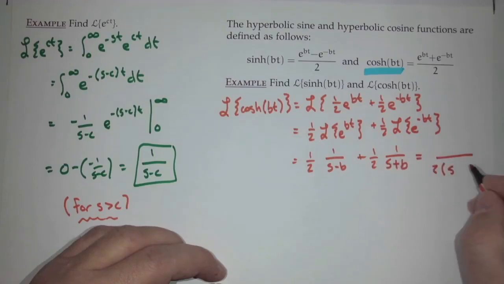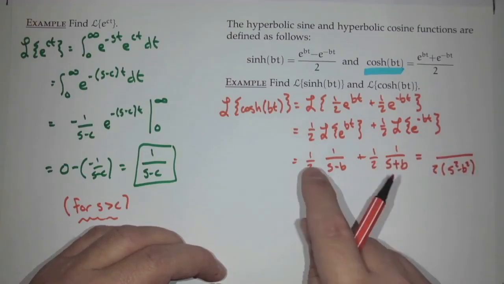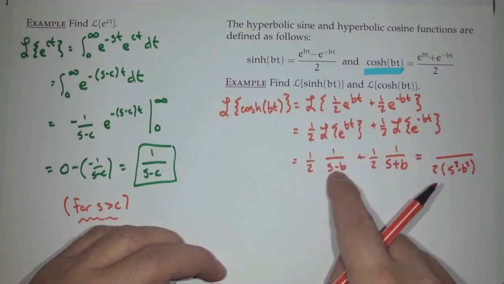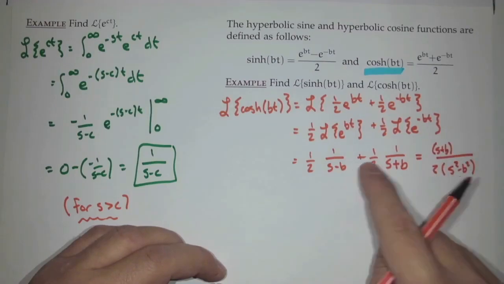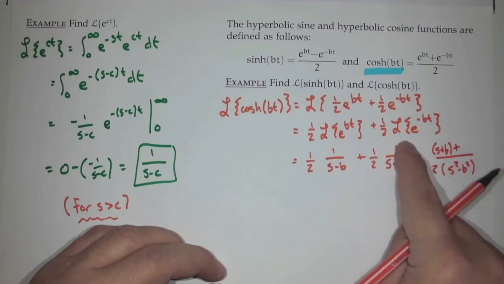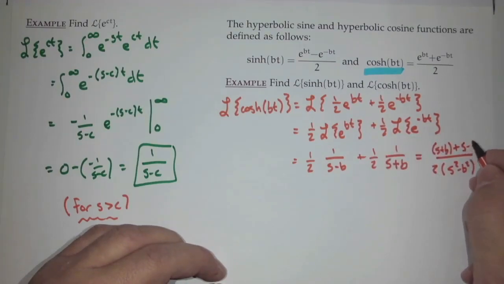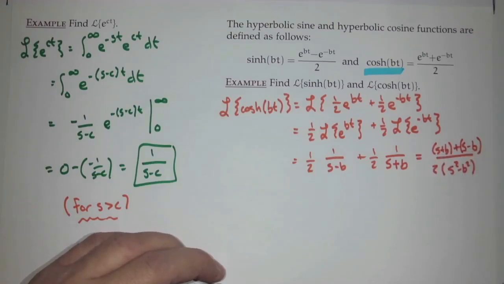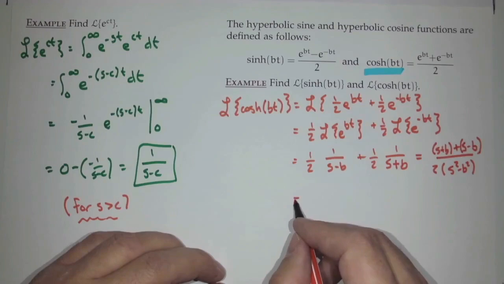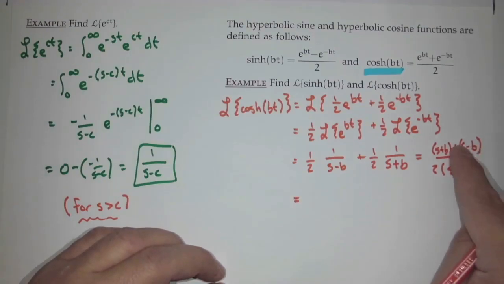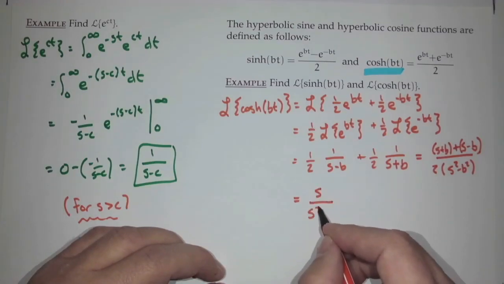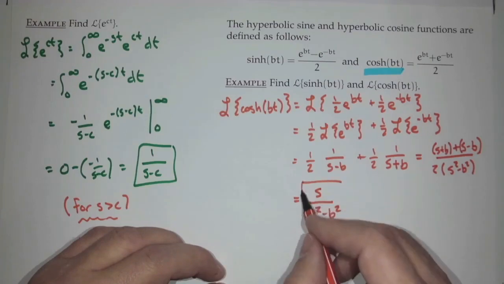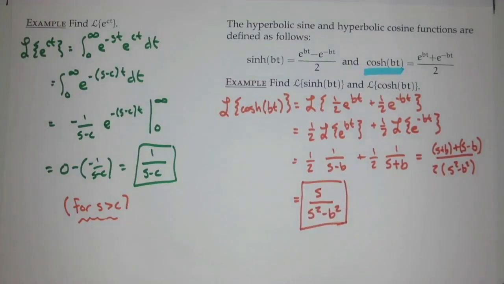Then there's a factor of 2 downstairs. Upstairs, we multiply the first term by s plus b over s plus b, so we get an s plus b. And then plus, the second term we multiply by s minus b over s minus b, so we have an s minus b. If we have s plus b plus s minus b, what do we end up getting? 2s. There's a 2 downstairs, so you get s over s squared minus b squared. And there's the cosh function.